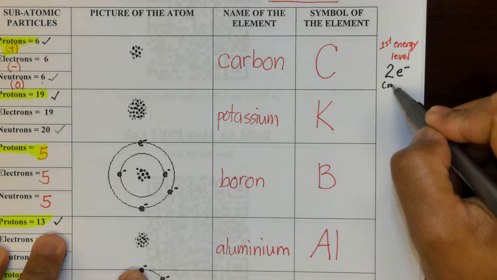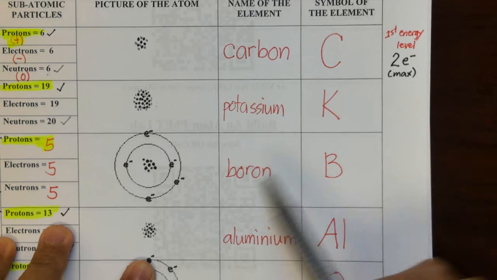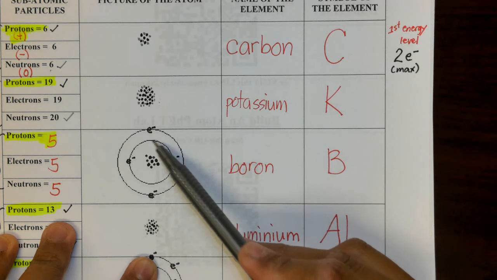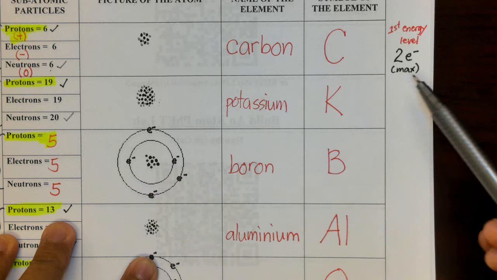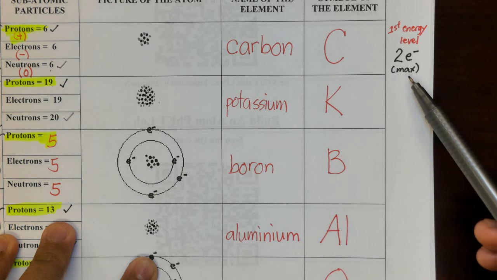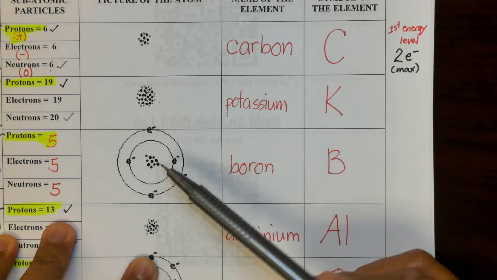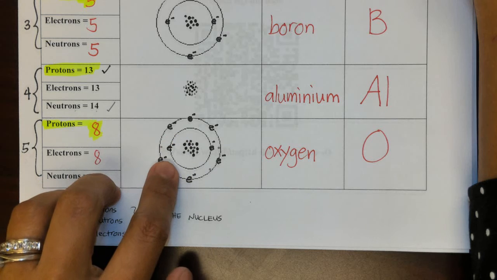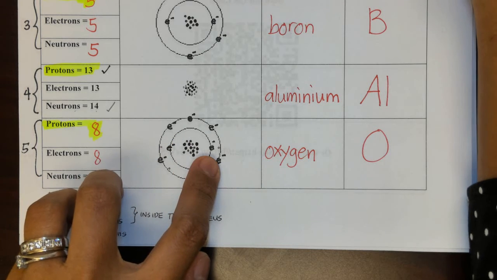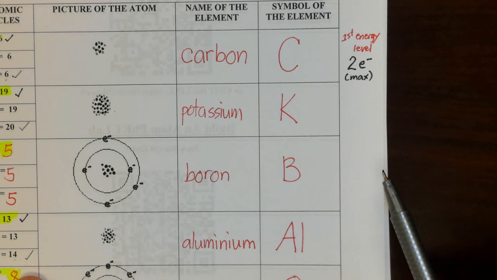So let me put max. That's the maximum electrons that you can put there. So in your boron, for example, if you notice in your first circle, you only see 2 electrons because that's the rule for the number of electrons that will occupy the first energy level. So 2 electrons right there. If you look at oxygen also here, look at the first orbit, the first energy level, you also see 2 electrons because that is the rule for the first energy level.